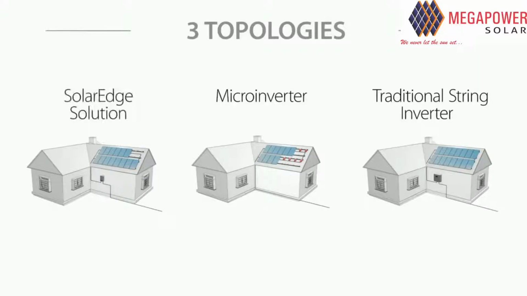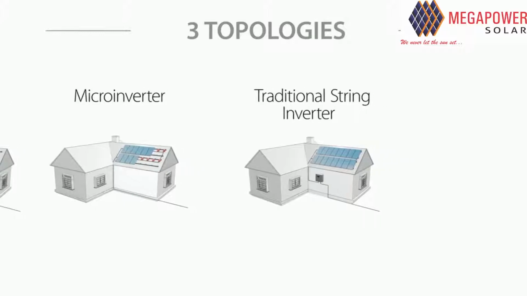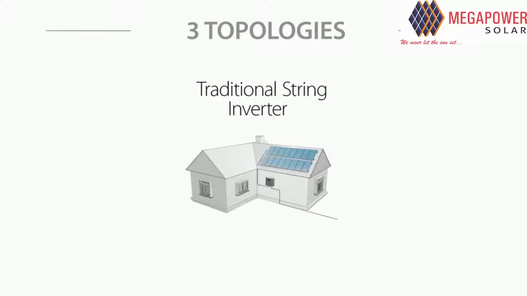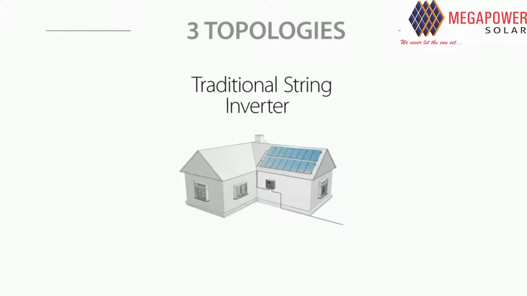Three different inverter topologies are currently used in PV systems: a traditional string inverter system, a microinverter system, and the SolarEdge solution. The traditional string inverter topology, which is still used in the vast majority of all installations, has a number of significant drawbacks.